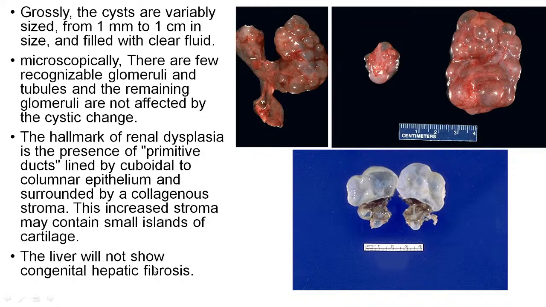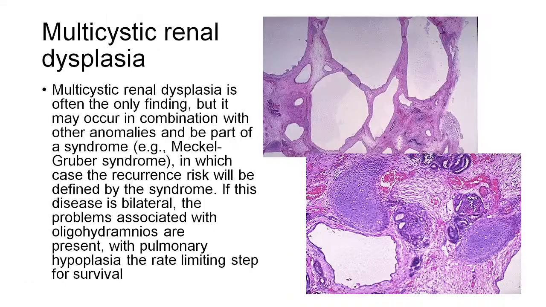Liver will not show congenital hepatic fibrosis as it is seen earlier in which disease? Yes, autosomal recessive, very good, polycystic kidney disease, good.